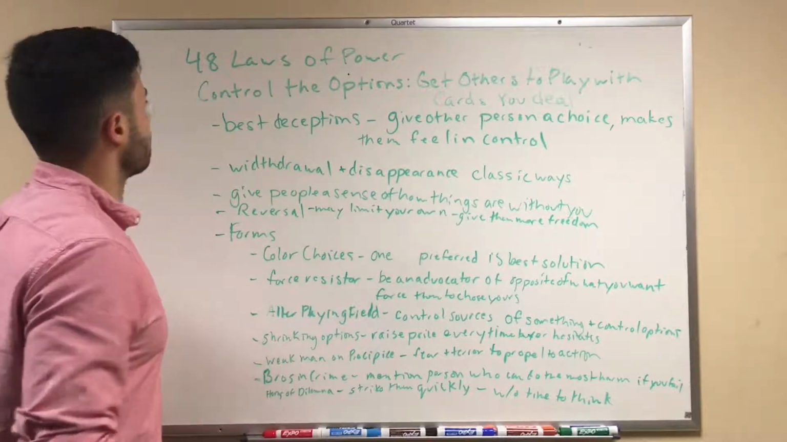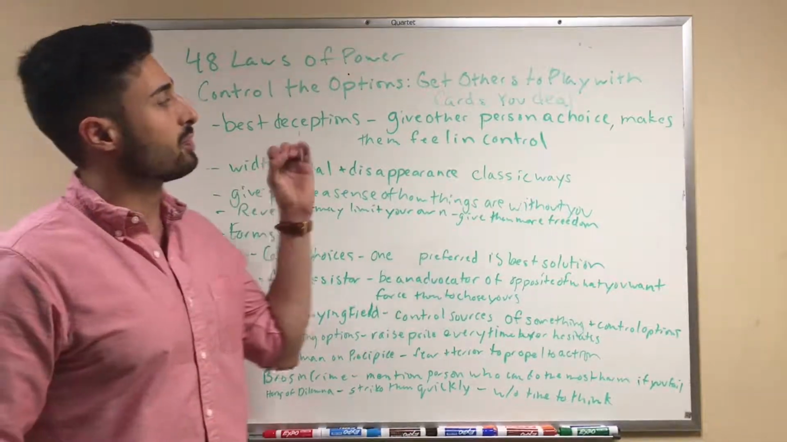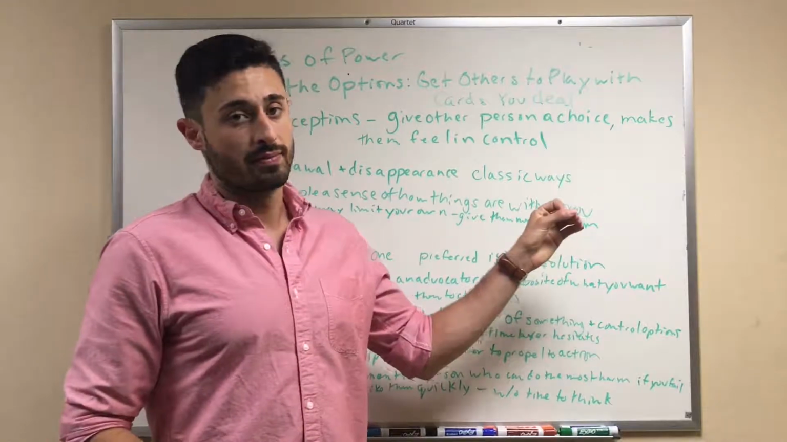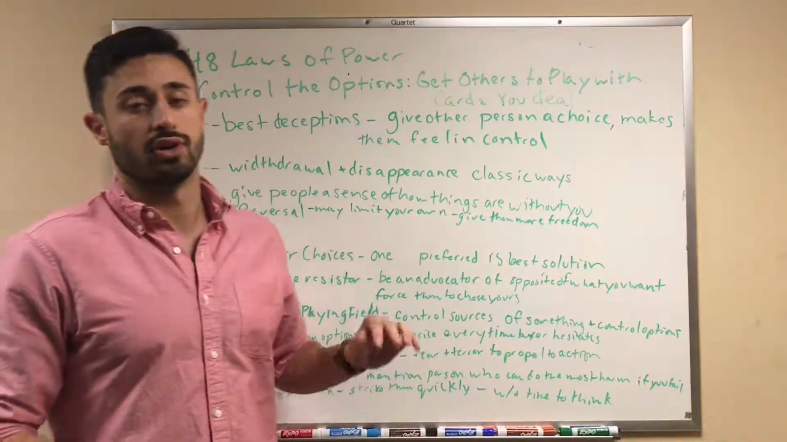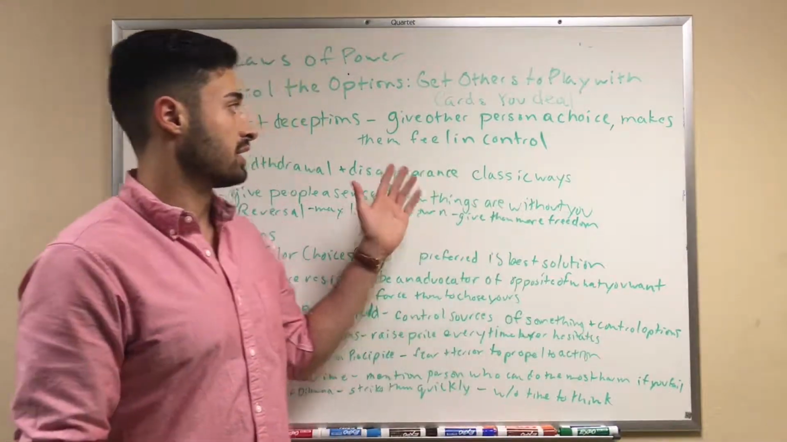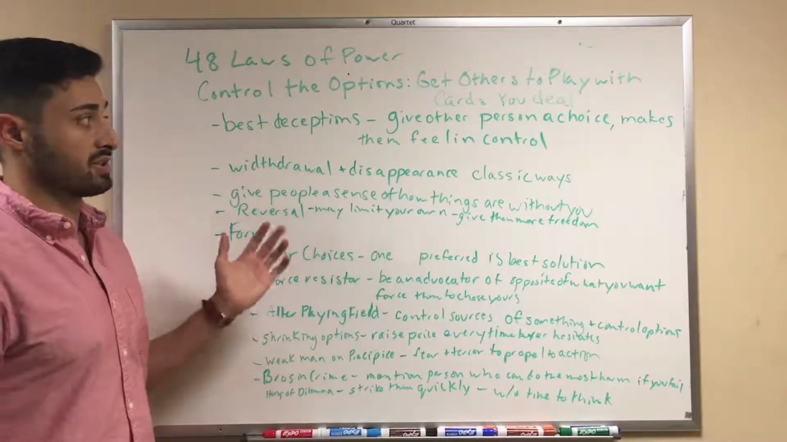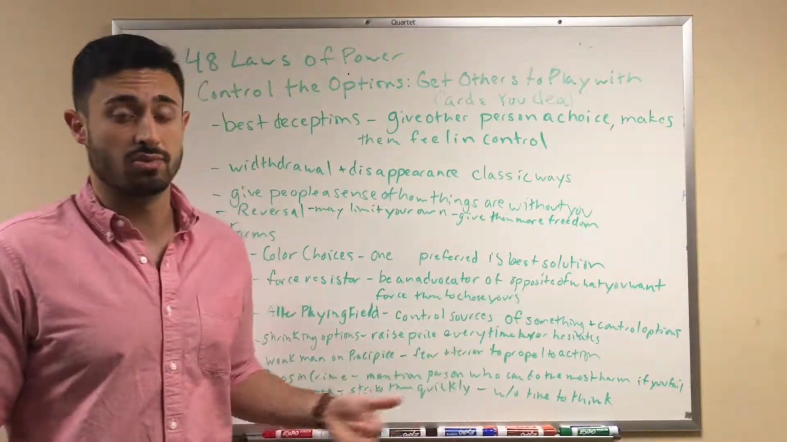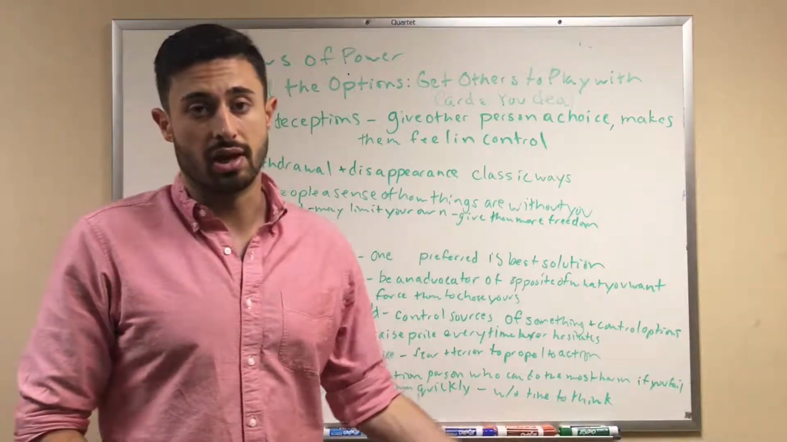Let's get started with the chapter. Control the options, get others to play with cards you deal. And this chapter is awesome for negotiation tactics, and I think that everyone should pay attention to this because these things could be used against you, and I've seen them used against me, and I've used them on other people.